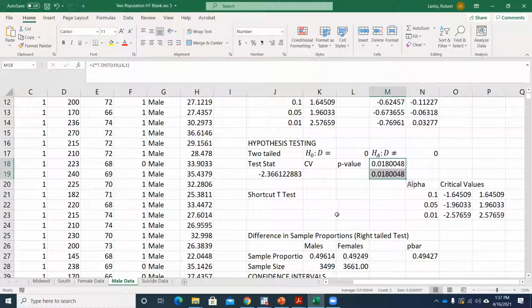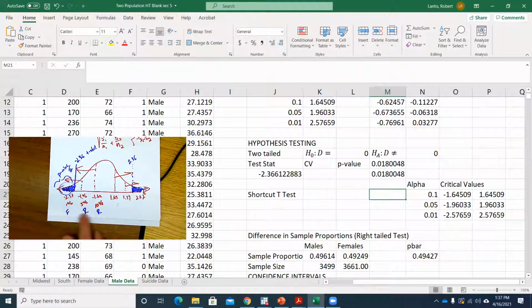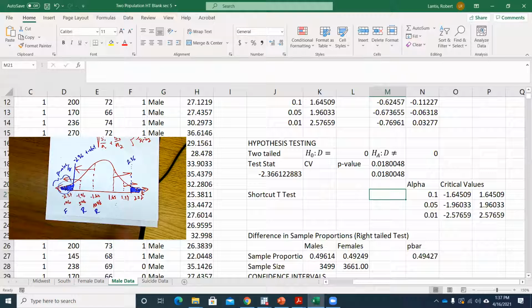There we go. Okay. Just want you to be able to see this out pretty far. So, we could look at this with a p-value approach, okay, 0.018 is less than 0.1, it's less than 0.05, so I can reject at the 10 and 5% level. It's not less than 0.01, so I'd fail to reject, right? Which were the same decisions we would have made using the critical value approach.